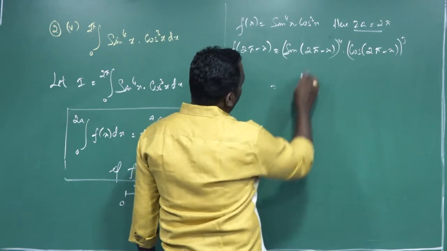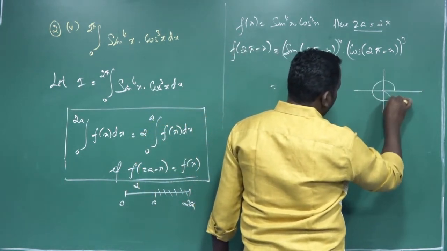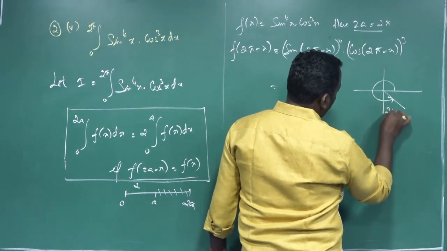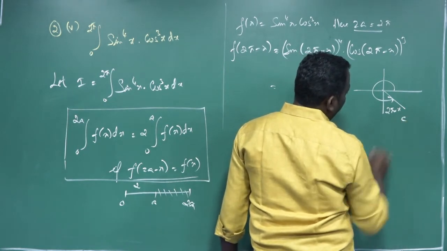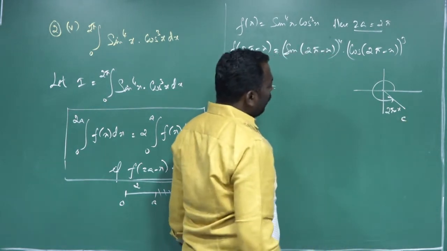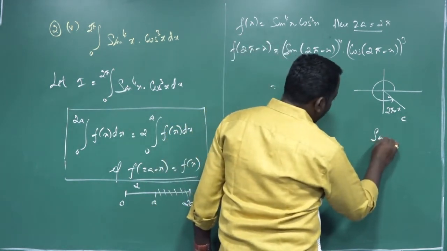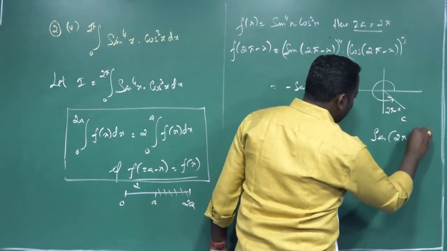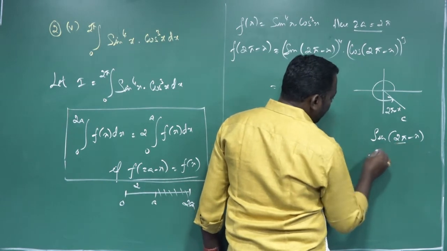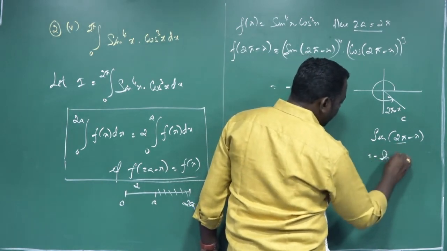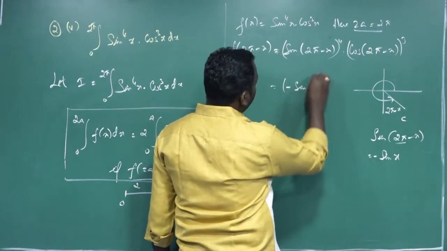Now 2 pi minus x lies in the fourth quadrant. In that quadrant, only cos is positive, and the remaining trigonometric ratios are negative. Therefore sin of 2 pi minus x, in the fourth quadrant the sin value is negative, and for the supplementary angle sin stays the same, so it is minus sin x, whole power 4.